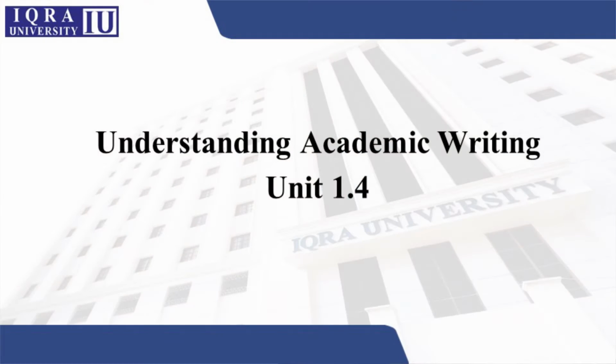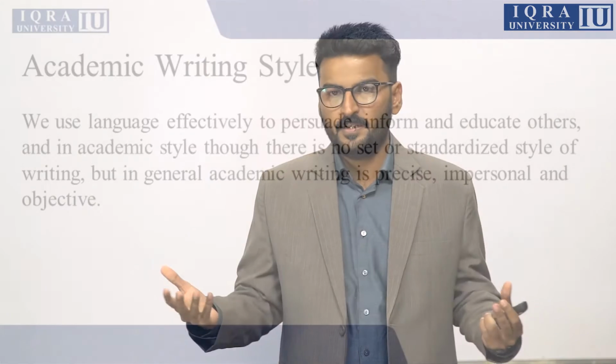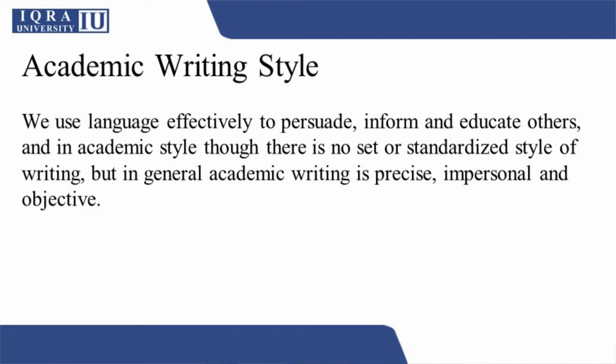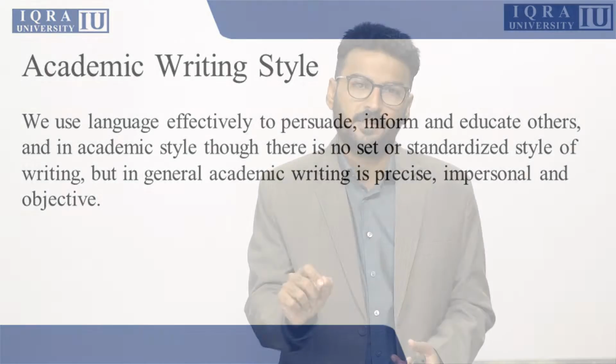Previously, we talked about academic writing, academic English, and characteristics of academic writing. Now, let us talk in detail about the style of academic writing. Generally speaking, we use language to persuade, inform, and educate others. In academic writing, though there is no set standard style, a few things you have to keep in your mind. For instance, your writing has to be precise. Your writing has to be impersonal.